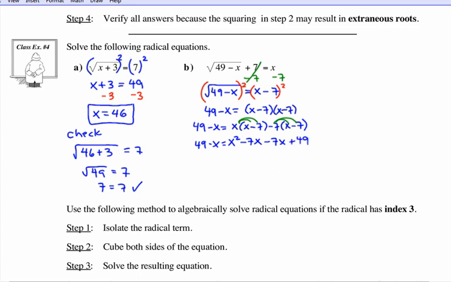Now we need to get everybody to the same side, as well as collect like terms. So I'm first going to collect like terms here, because we have a negative 7x and a negative 7x. So x squared minus 14x plus 49.